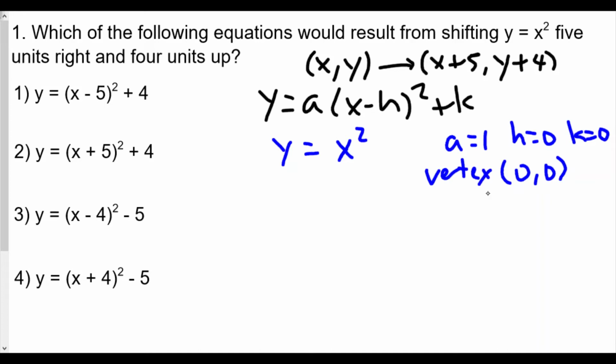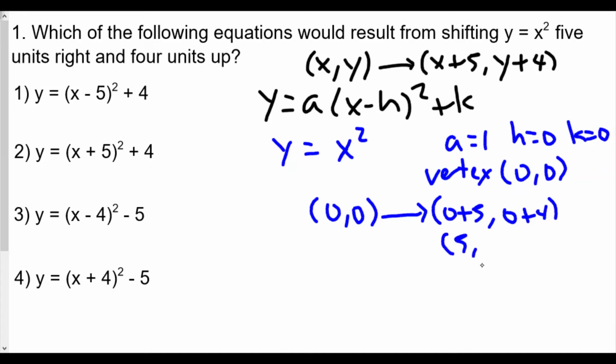We are going to, at this point, translate the vertex with our rule. So we're going to take the x value, add 5, so 0 plus 5. Forgot to put the comma here. And then the y value is 0, so we have 0 plus 4. So we're moving our vertex 5 units to the right, 4 units up, so our new vertex will be 5, 4.